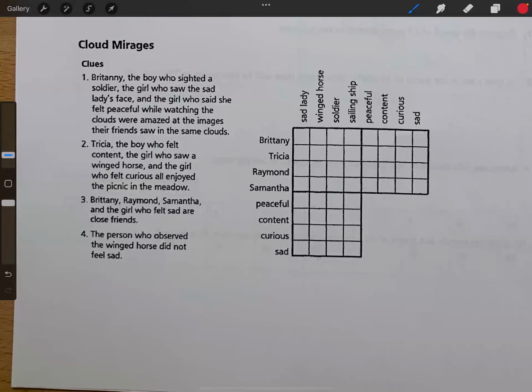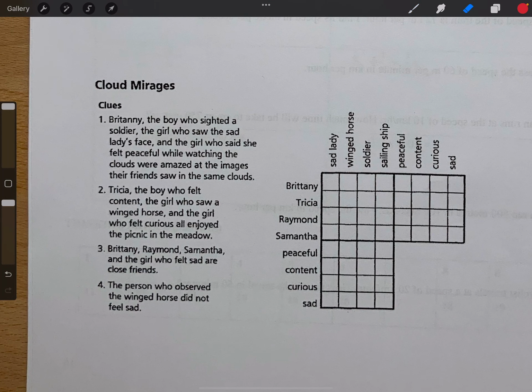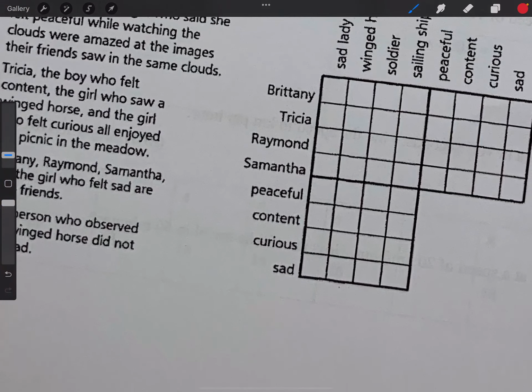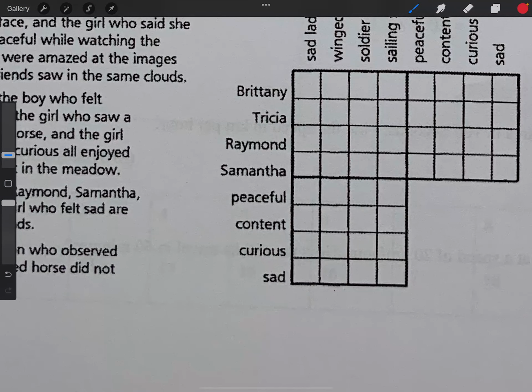Last one, the cloud mirage. Now we got Brittany. Okay, so the first clue is listing out the people. We got Brittany, and we got the boy who sighted a soldier. Actually, let's establish who's boy and girl. Brittany will be a girl. Tricia will be a girl. Raymond will be a boy, and Samantha will be a girl.